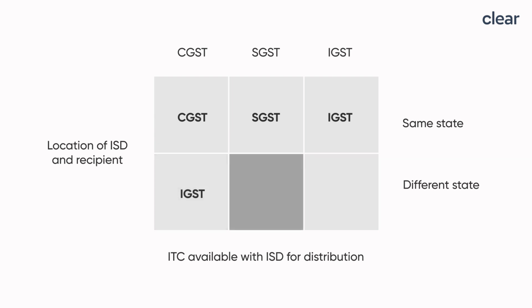Moving to the next box, which is the fifth scenario, the ISD is located in a different state when compared to the recipient and has received SGST credit. Then he can distribute it as IGST after totaling it up with the equivalent CGST amount. Moving to the last situation, the ISD is located in a different state when compared to the recipient and has received IGST credit. Then he can distribute it as IGST only.